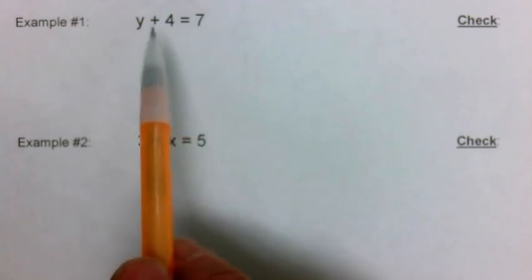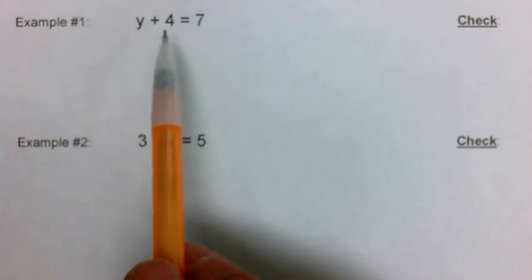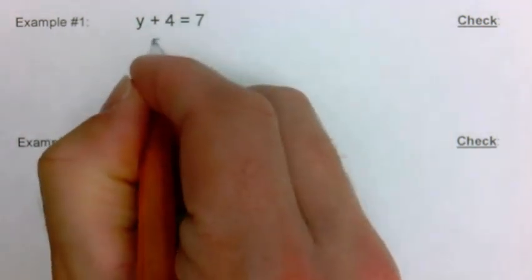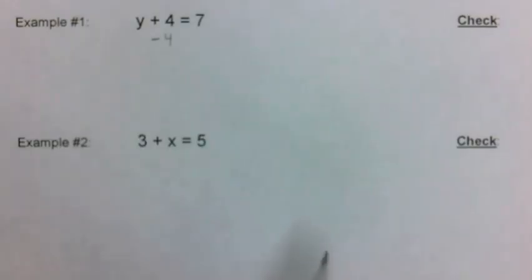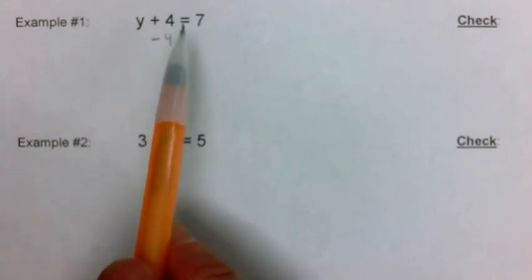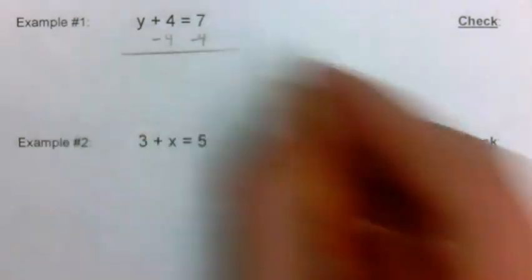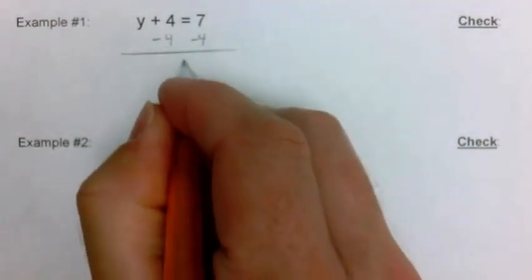We don't want this positive 4 to be there because, again, we're trying to isolate the variable term. So what we're going to have to do is, since we're adding 4 to the variable, in order to isolate the variable, we're going to do the opposite and subtract 4. And if I subtract 4 on the left side of my equal sign, then I also have to subtract 4 on the right side of my equal sign so that my equation is balanced. Bring the equal sign straight down.